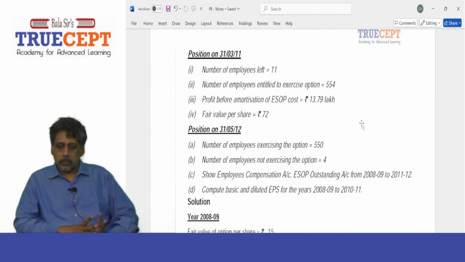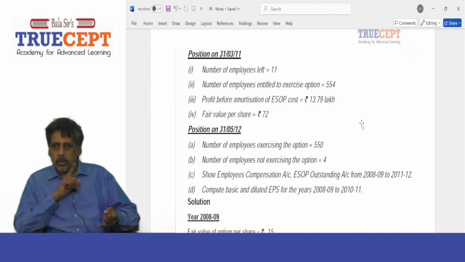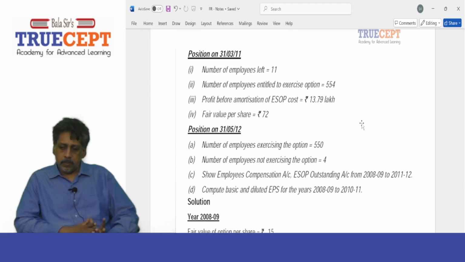Next. Position on 31st March 2011. Number of employees left 11. Number of employees entitled to exercise the option 554. Nothing but from 600 if you subtract 15, 20 and 11, you will get 554 employees who would have satisfied the vesting condition by the end of year 3. Then profit before amortization of ESOP cost is 13.79 lakh. Then fair value per share is 72 rupees.